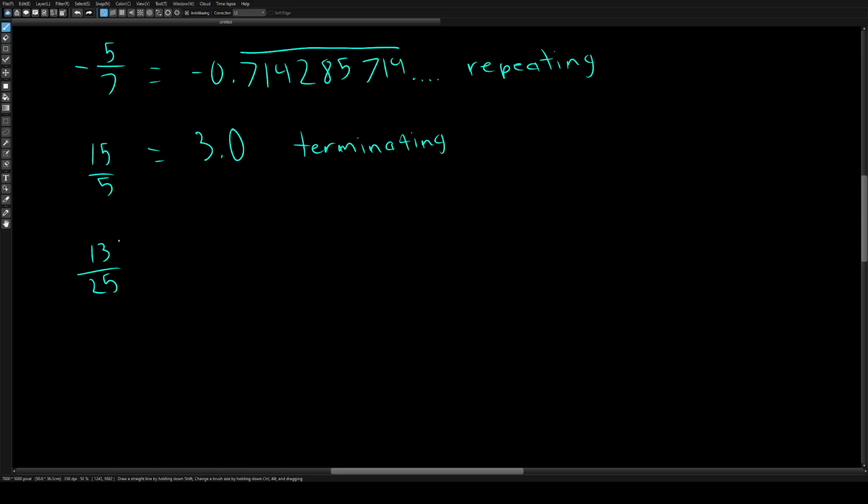Now we have 13 over 25. If we were to calculate that, we would get 0.52. This is fairly straightforward. We don't see it continuing on for a very long string, so this is also a terminating decimal. It's pretty simple enough. So just know that if a decimal repeats, it is repeating. If a decimal stops at one point, it is a terminating decimal. That sounds easy enough.